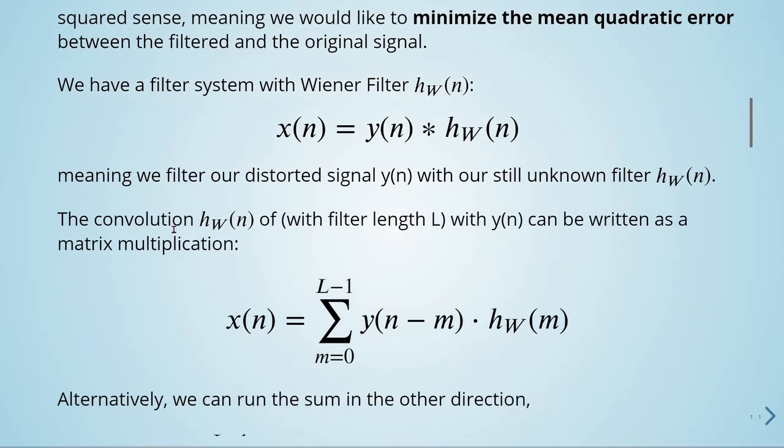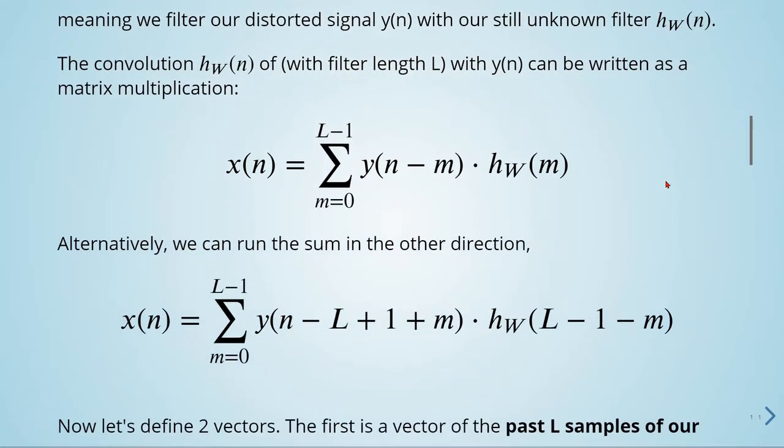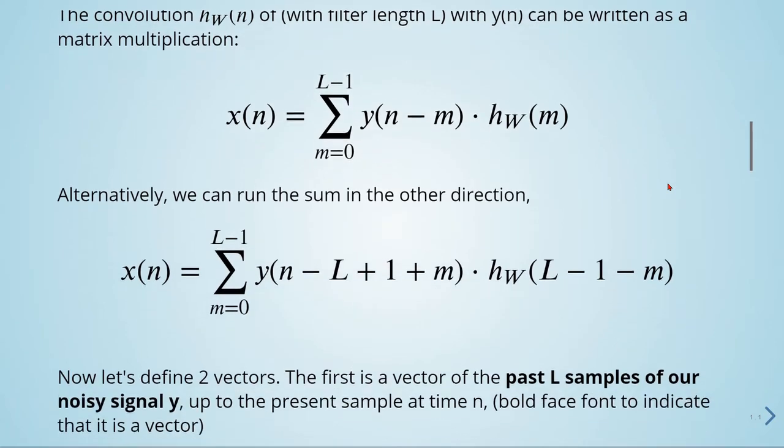The convolution of h_W[n], with filter length L, with y[n] can be written as a matrix multiplication. Alternatively, we can run the sum in the other direction. This is a property of convolutions.